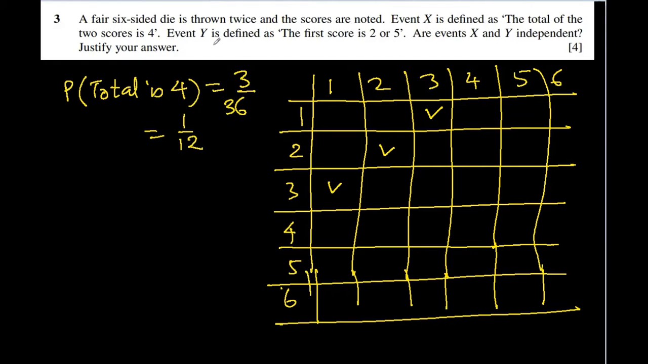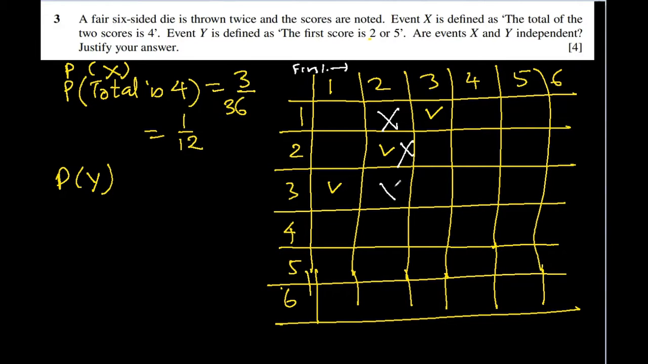Alright, event y. So we can write the first one as P of x. Second is probability of y, which is defined as the first score being 2 or 5. Let me change the colors and I will mark them by crosses. Alright. The first score is 2 or 5. So we'll look at this one.